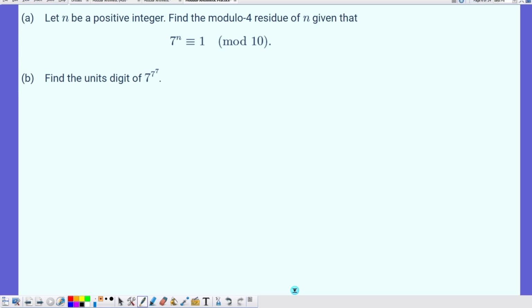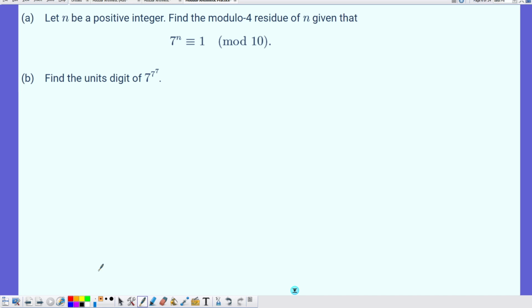Hello everyone. So, this is going to be our last problem in the modular arithmetic unit. Let's take a look at it. Let n be a positive integer. Find the modulo 4 residue of n given that 7 to the nth power is equivalent to 1 mod 10.